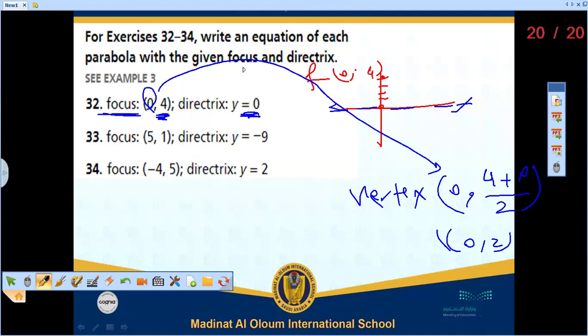Okay? Focus and directrix. Write an equation. How could we write the equation?